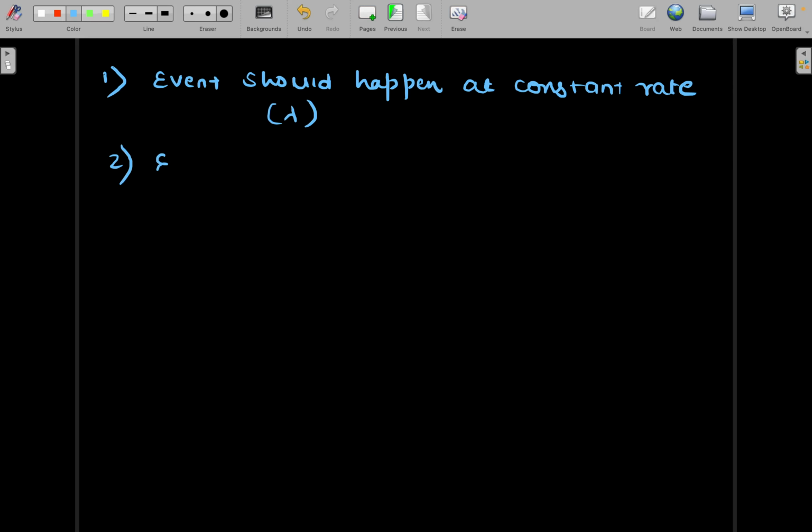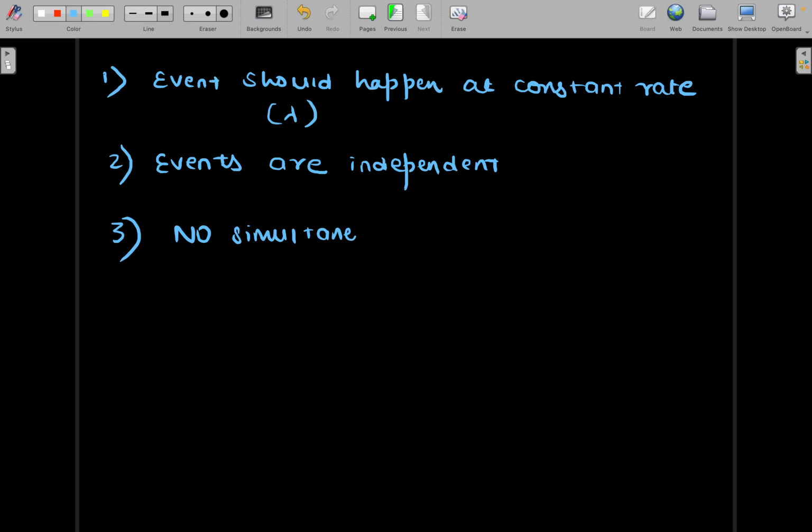The second one is that events are independent. Take the calls example, calls that you are getting at a call center. Me making a call to the call center is independent of you making calls to the call center. These events are independent. The third point is no simultaneous events.